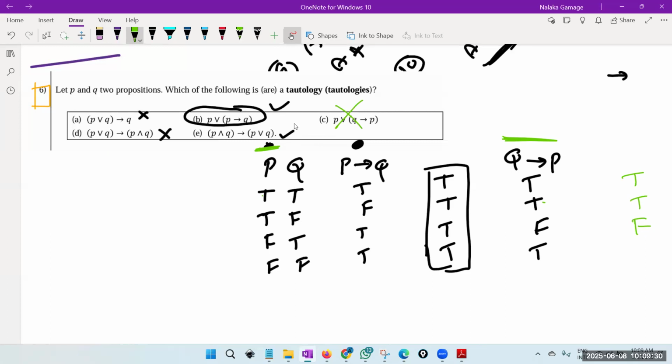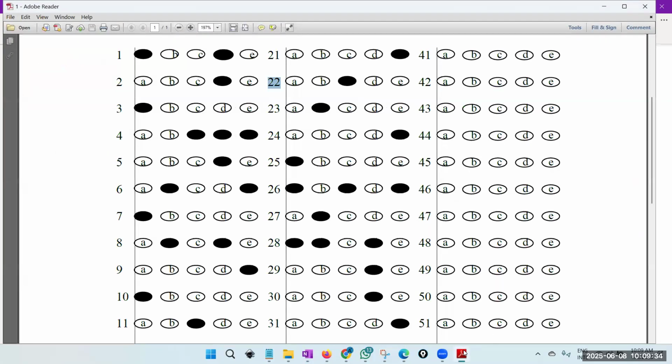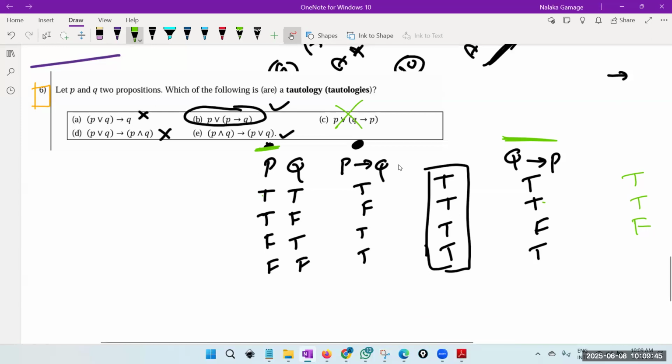B and E. So that is 6-1. But if you have time, always do the truth table. Some of those I just use my common sense, others I use the formal approach.